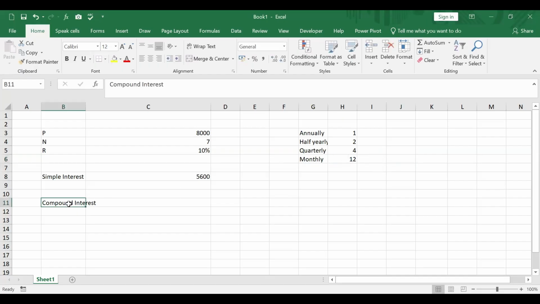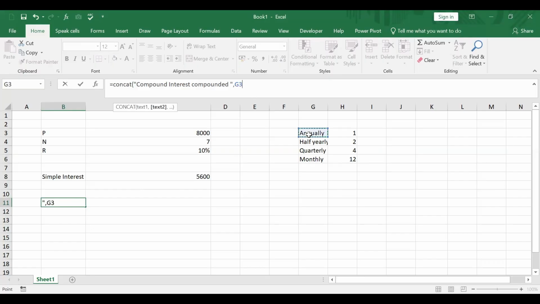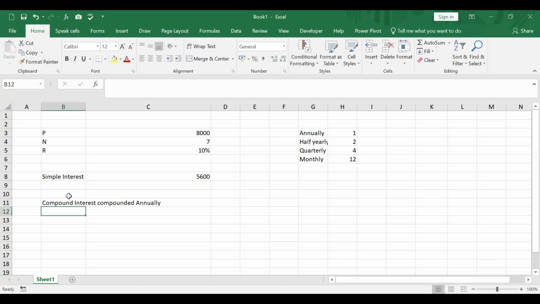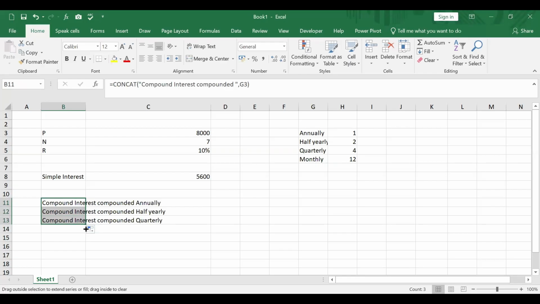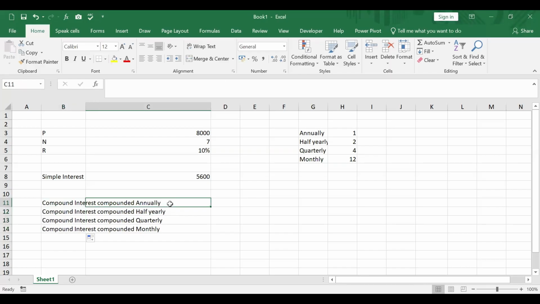Keep that. And now for compound interest, put it as equal to concat, inverted comma, compound interest compounded, space, comma, annually, and bracket close. So I get the label. When I drag this one, instead of annually, I'll get half yearly, one more I'll get quarterly, one more I get monthly. Now increase the width of this one.